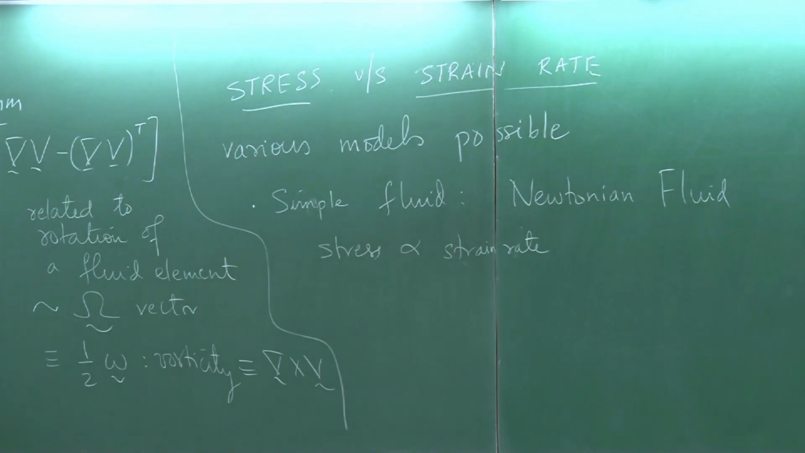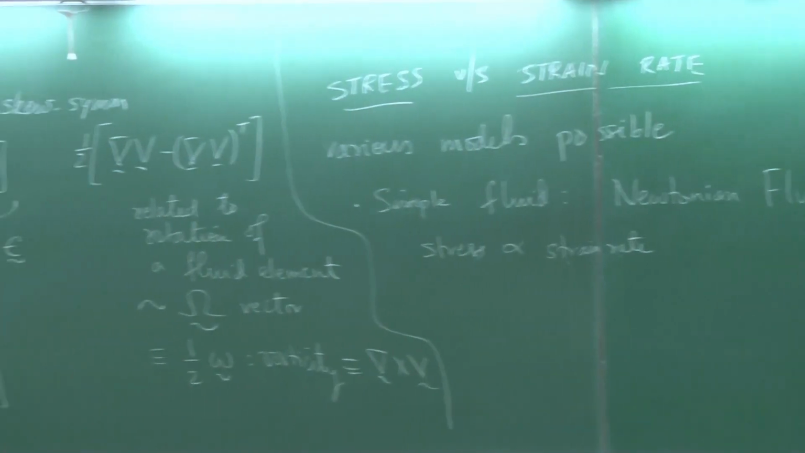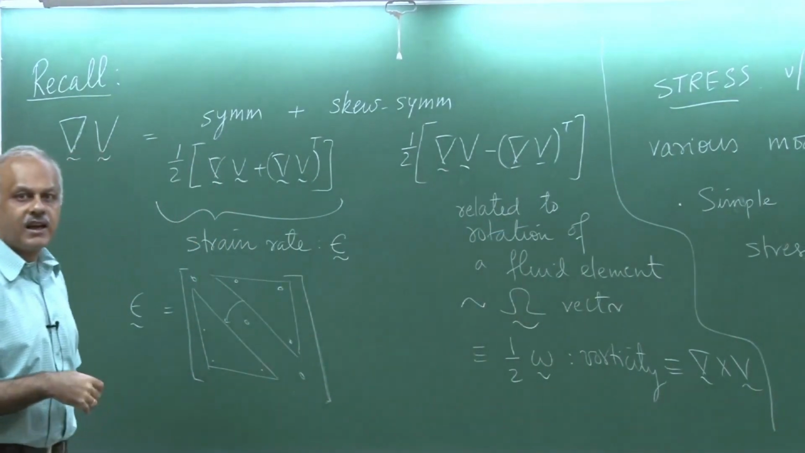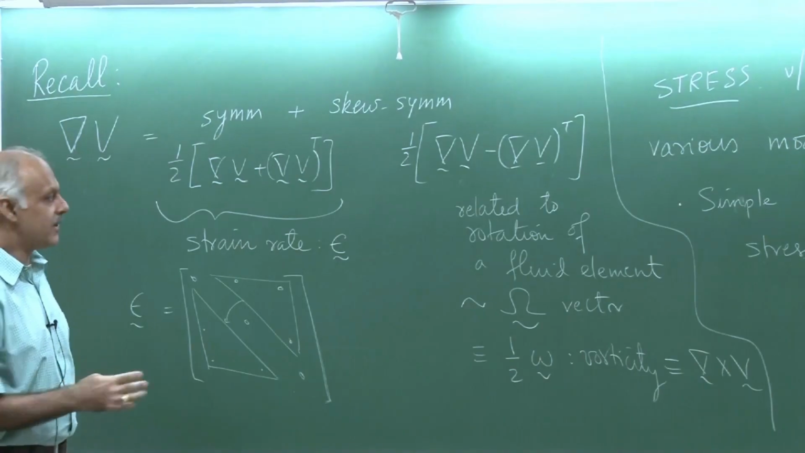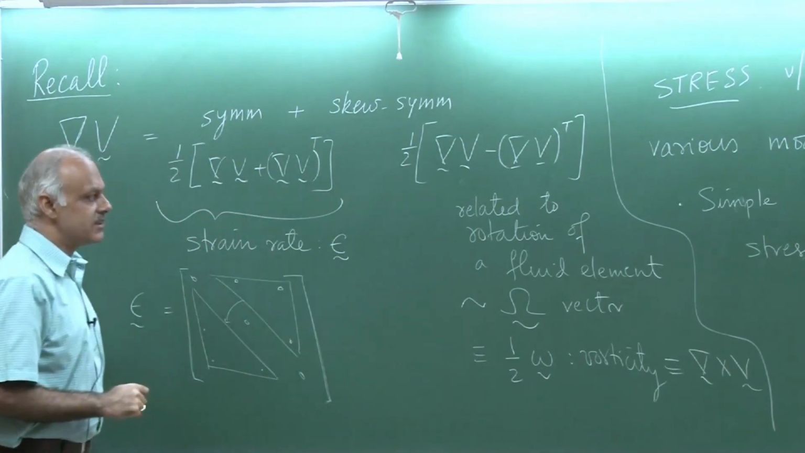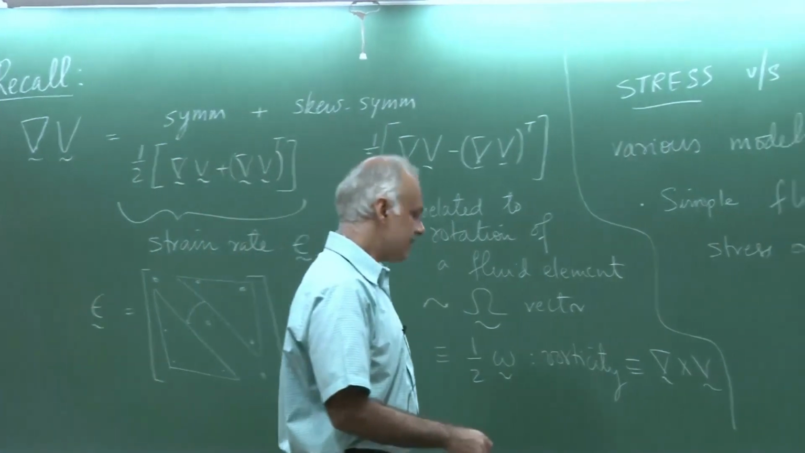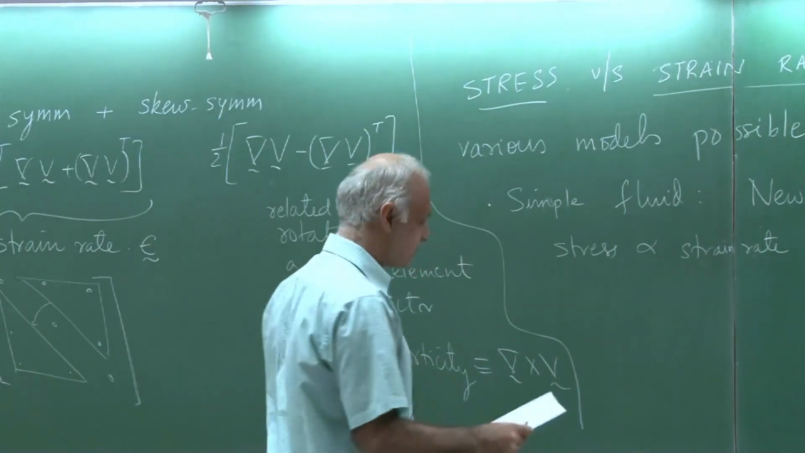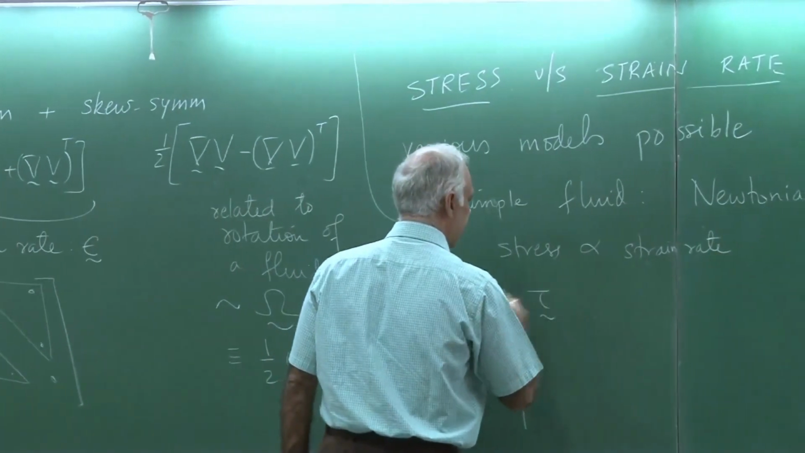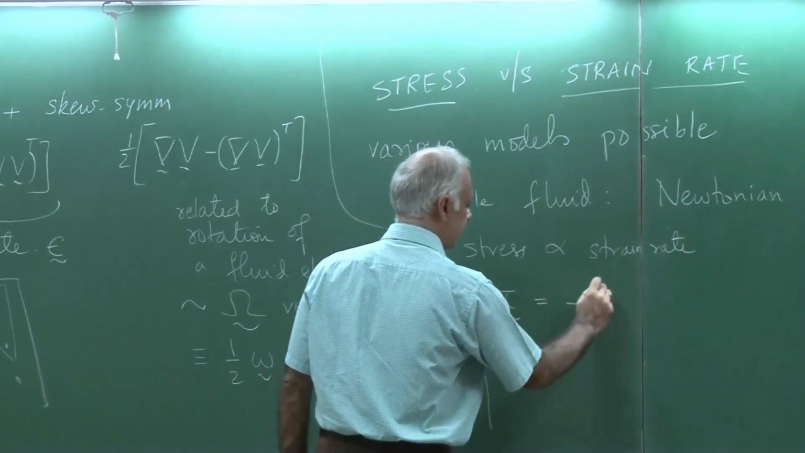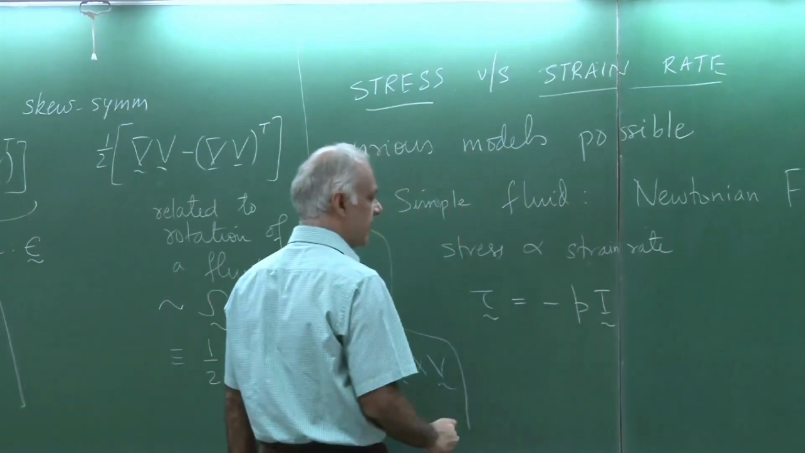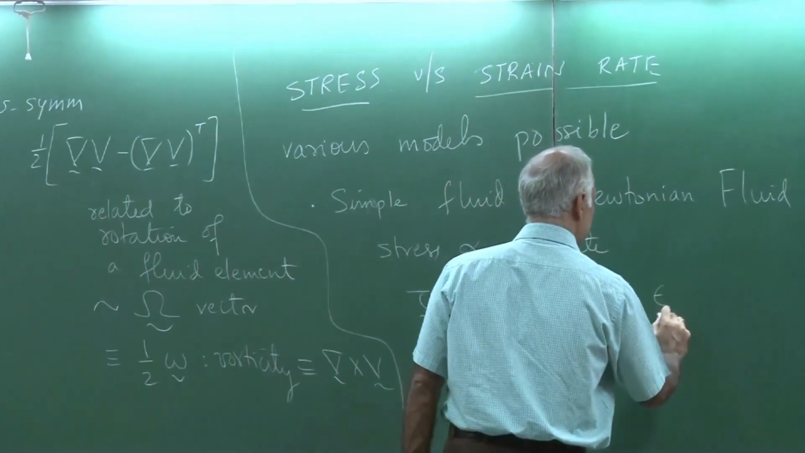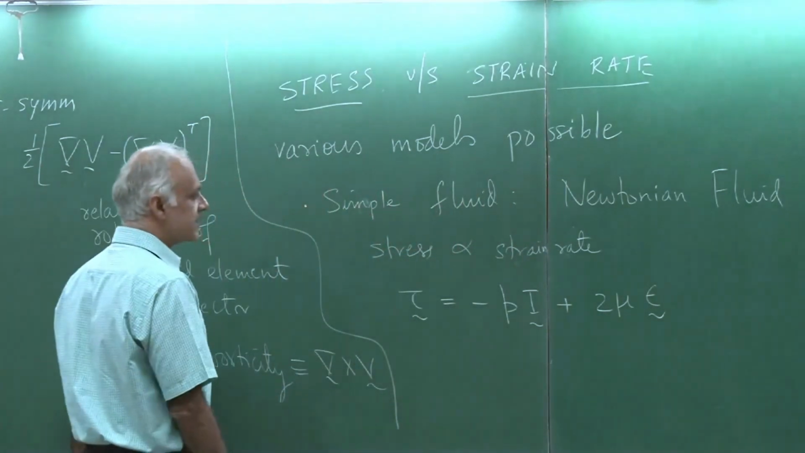Okay? And you can see that if I have a velocity field which varies in space, rotation in this kind of a scenario will not add to the stress. Okay? So it is only the symmetric part which is the strain rate. So, here is a model that I would like to give to you. If I call stress as tau, then this is minus pi plus twice of mu times epsilon. So, that is a Newtonian fluid.